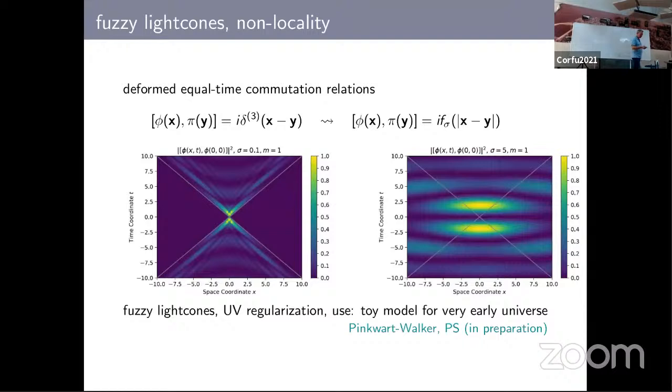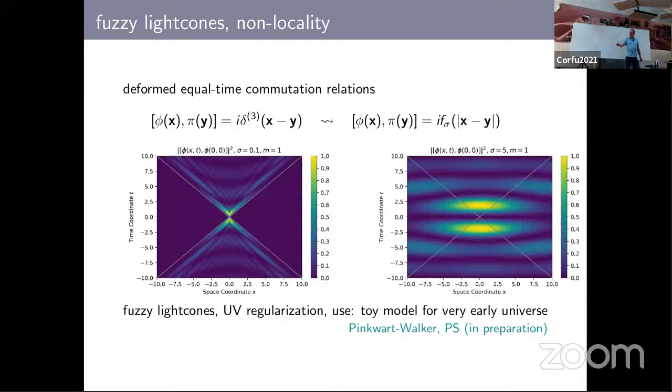Something that we just noticed a short time ago. Take your equal time commutation relations for scalar fields and deform them, replacing the delta function by something that makes the whole thing non-local. We looked at stuff like this a long time ago, also in the group of Julius Wess, and we discarded it immediately because you can always get this by just smearing the fields. So it looks completely trivial. So we thought, okay, it's trivial, don't need to look at it.